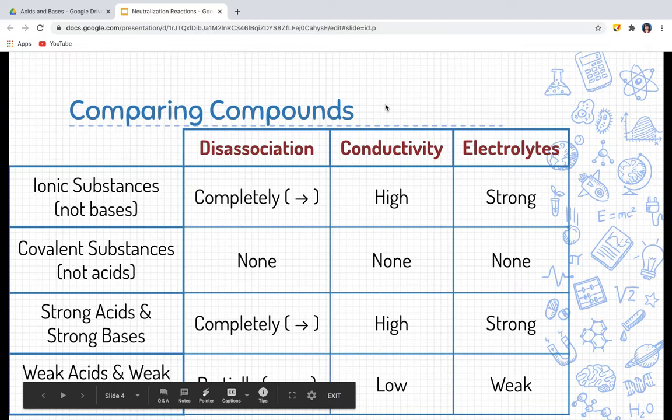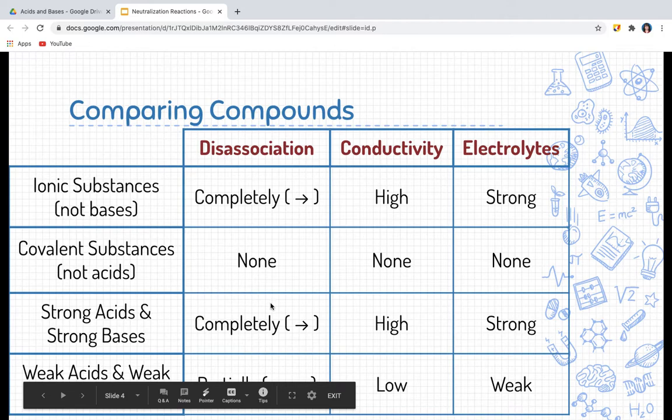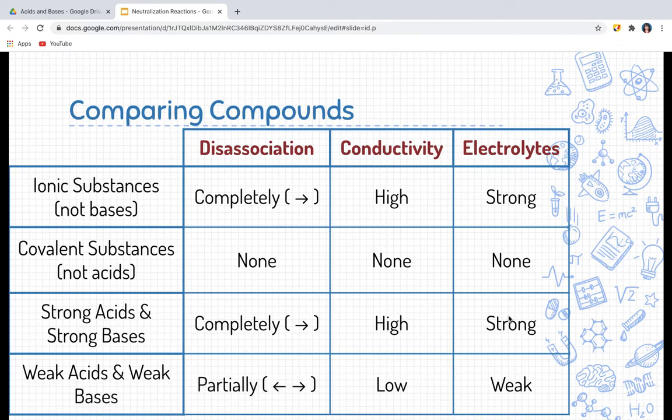So, if we compare compounds, as a reminder, ionic substances that are not bases completely dissociate. They have high conductivity, they're strong electrolytes. Covalent substances, nonmetals plus nonmetals, don't dissociate, they don't have conductivity, they're not called electrolytes. Strong acids and strong bases completely dissociate. That means they have high conductivity. They are also strong electrolytes.